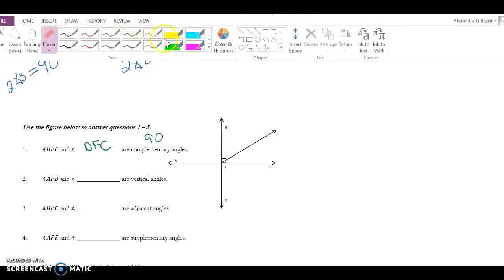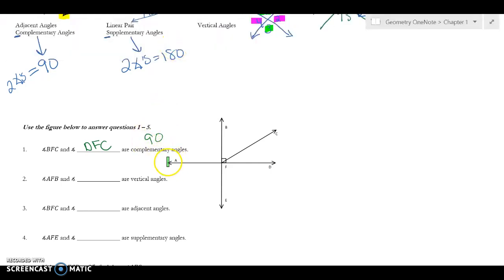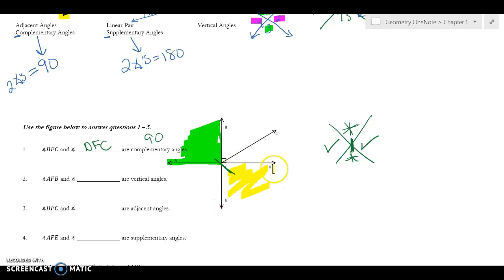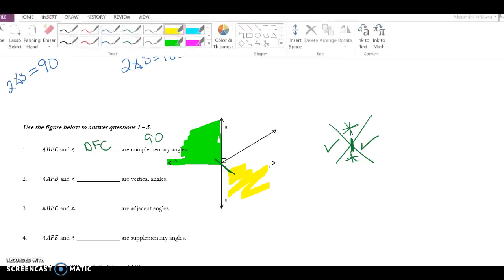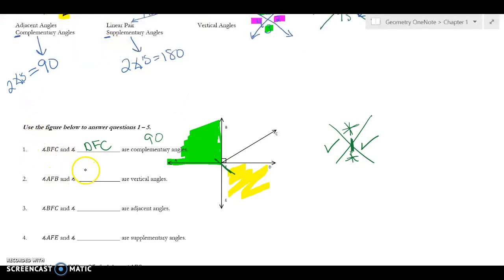Okay, so now I'm going to look at the next one. A to F to B, that's this angle here. And it's asking me for a vertical angle. Well, remember we talked about vertical angles. Vertical angles are the top and the bottom, or the left and the right. So they're kind of diagonal from each other. So this angle is diagonal from this one here. And that big one, if I color it in, is all this, which is D to F to E. So D, F, E.